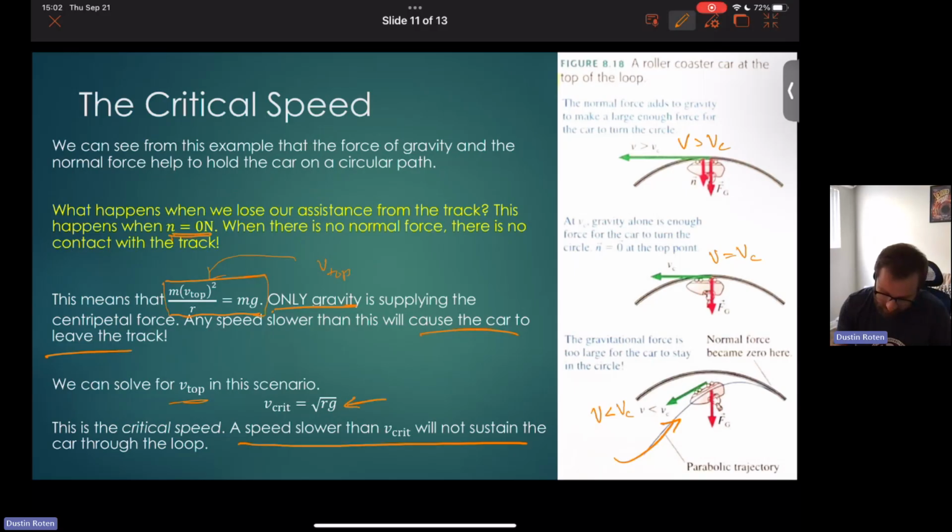So the important thing here is just knowing that anything slower cannot sustain the loop. And what's really interesting is there's no mass in this equation. The only thing that determines your critical speed, assuming you're on Earth, is just the radius of the circle. It doesn't matter if we're talking about a little ball bearing or an entire school bus. The speed you need to hit this circle at and get up to the top with does not care about what the mass of the object is. And that to me is a little weird, but it's physics.